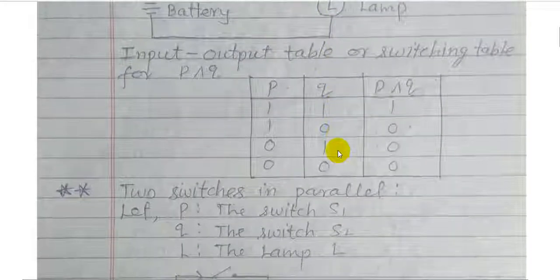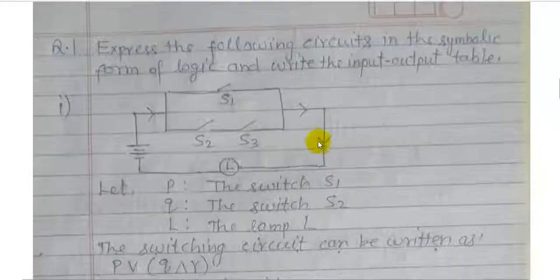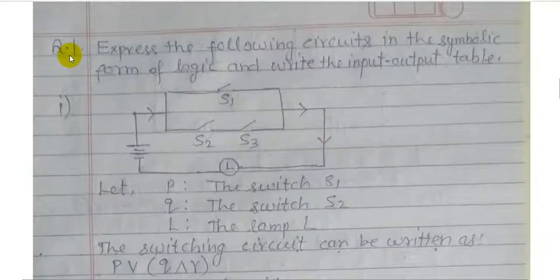So you have to practice first two switches in parallel and first one two switches in series. So first you have to practice these two switches and then start your exercise and write down question number 1. In question number 1, express the following circuits in symbolic form of logic and write the input-output table. Your first question is this one. This diagram is given in diagrammatic form.